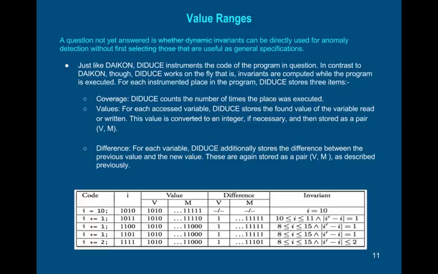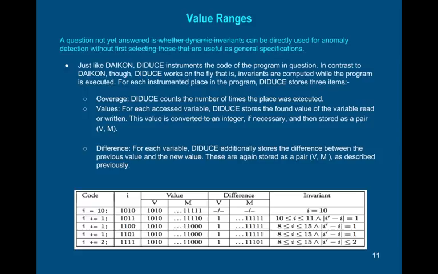So for each instrumented place in the program, DIDUCE stores three items. The coverage: DIDUCE counts the number of times the place was executed. The values: for each accessed variable, DIDUCE stores the found value of the variable read or written. This value is converted to an integer if necessary, and then stored as a pair of v and m, and we'll have the explanation in the picture below.